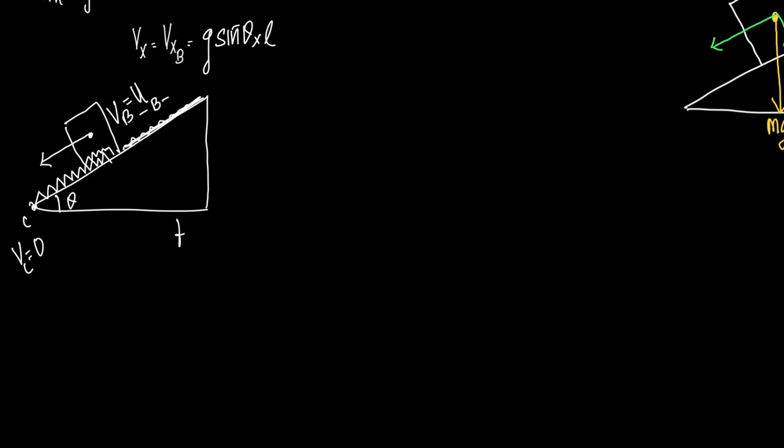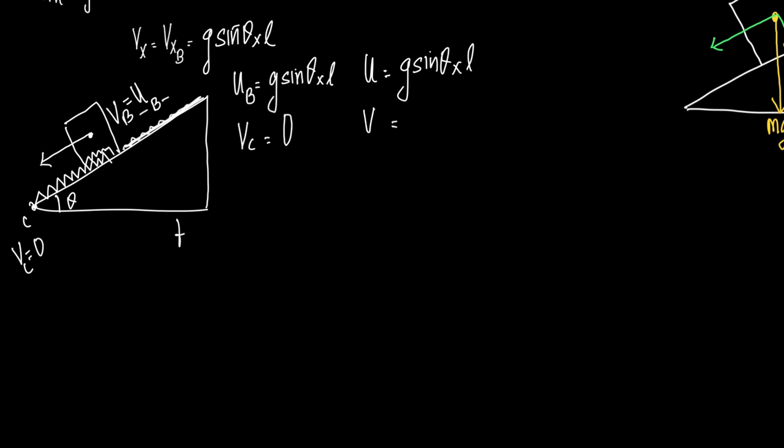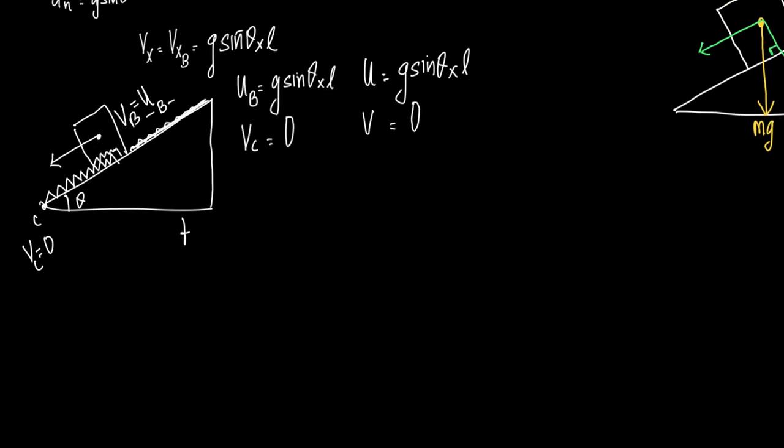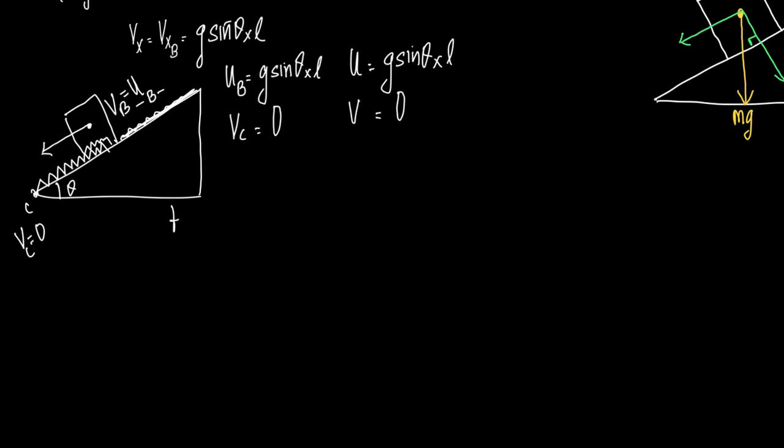Okay. So we have initial velocity UB is equal to g into sine theta into L. What is the final velocity? The final velocity is at C, which is equal to 0, because the question says that it comes to rest. So I can otherwise write that U is equal to g sine theta into L, and I can write that V is equal to 0. Okay. Now comes the interesting part, which is the resolution of the forces. Let us see that also.